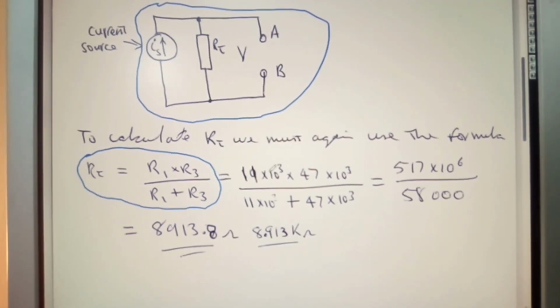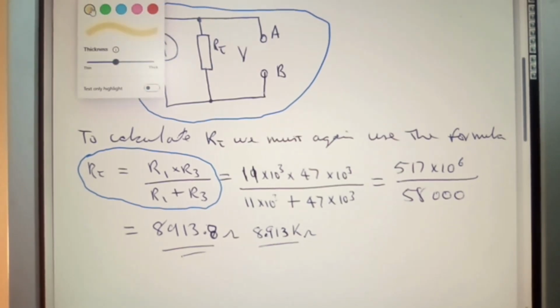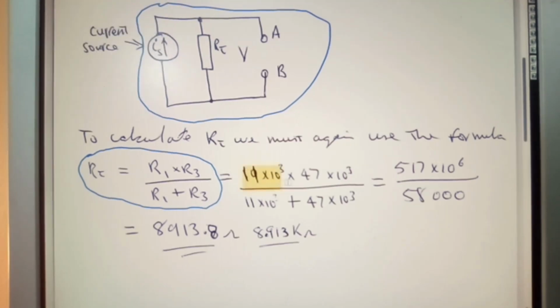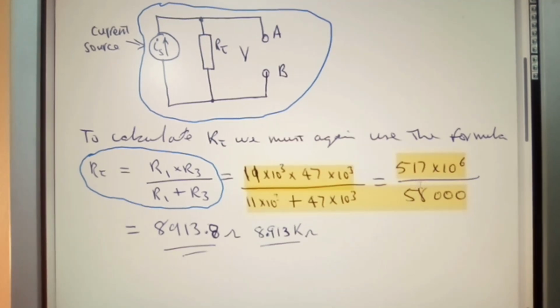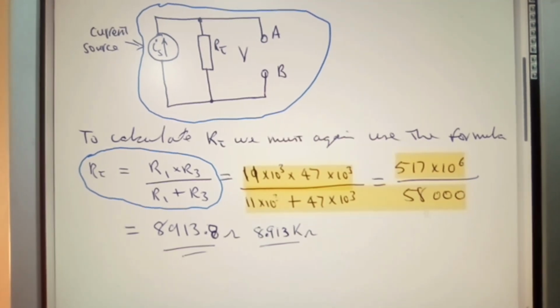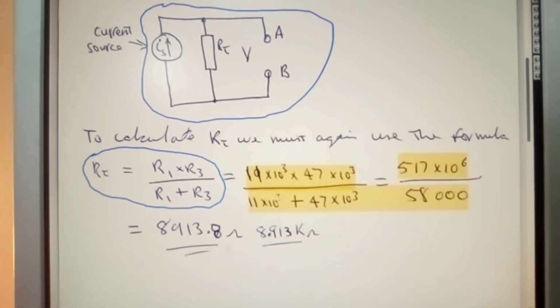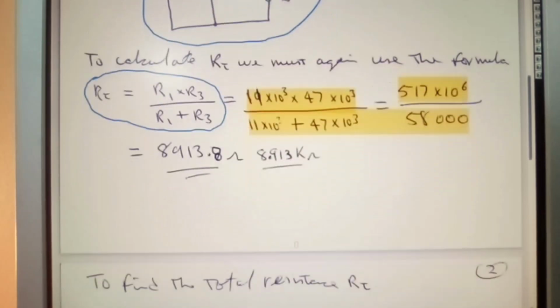And all I'm doing now is, let me just see if I could bring in a highlighter in this case rather than a pen. I'm just highlighting this now. And this is how I work, okay? This is just me. You might want to work a different way. And here you have 517 times 10 to the 6 over 58,000. And the value of that comes down to 8.913 kiloohms.